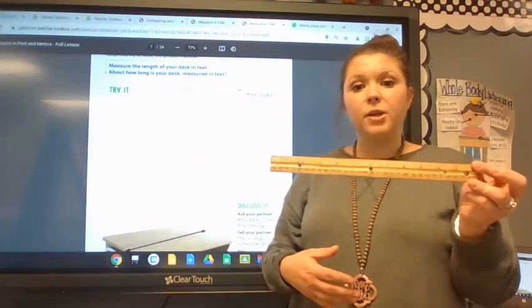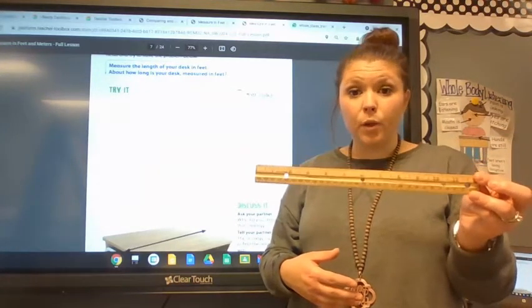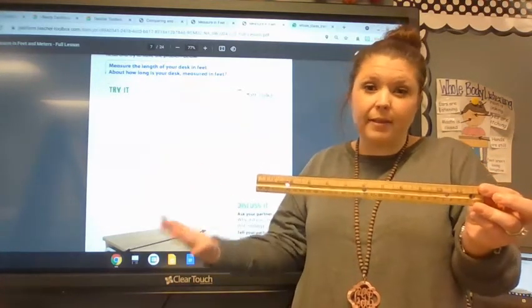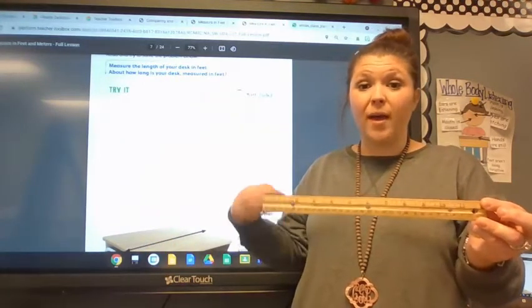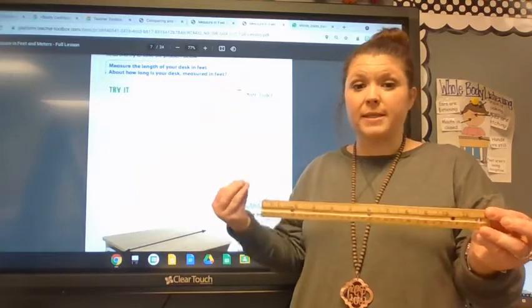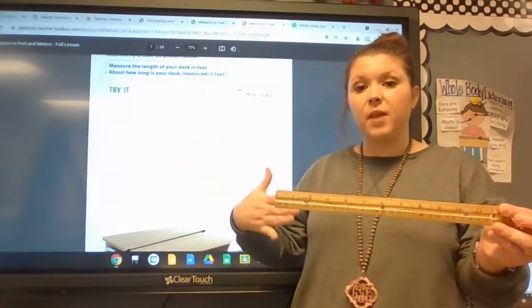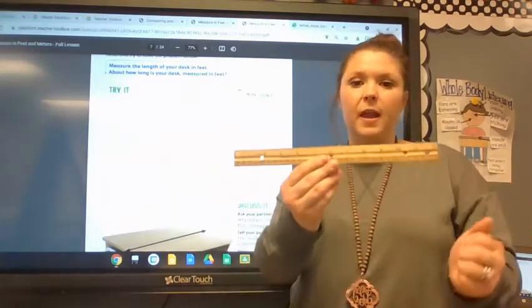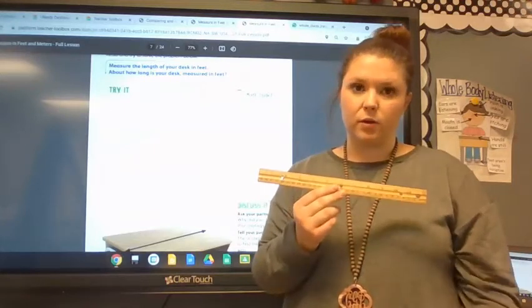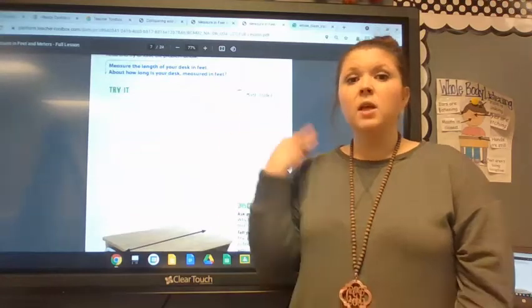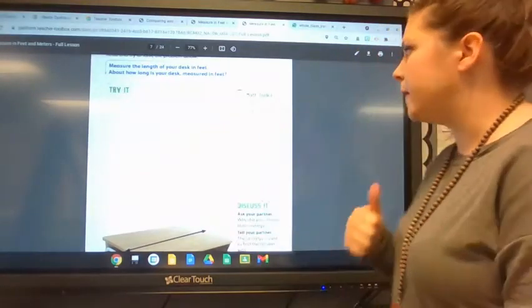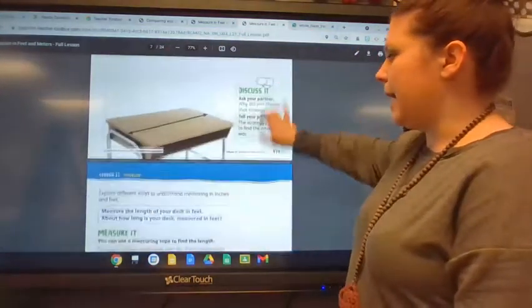So when you try to measure a larger item with your ruler, how can you find the length of that item? Because remember, a ruler only has 12 inches or 30 centimeters. So how would you measure something larger than this ruler of 12 inches or 30 centimeters? What would you do? Okay, so I want you to be thinking about that as we get through our lesson today.